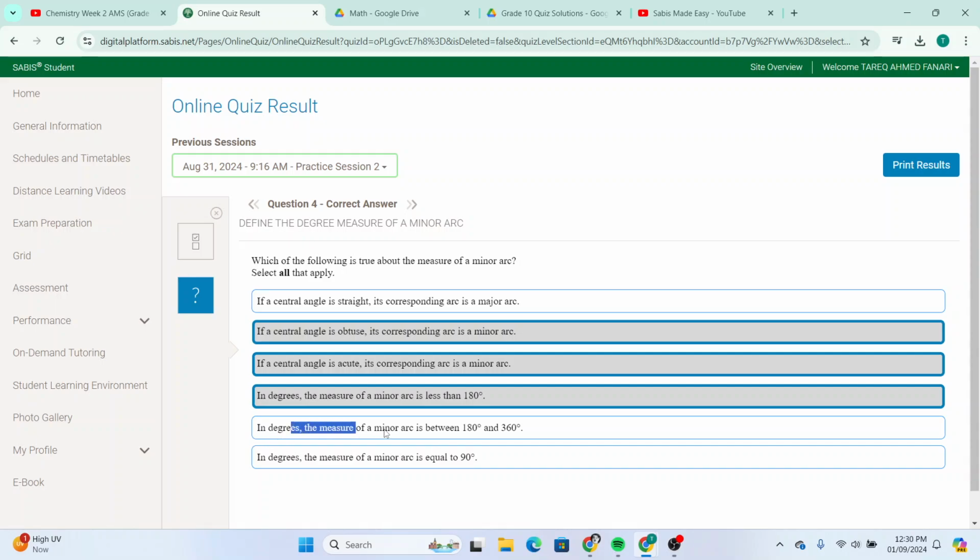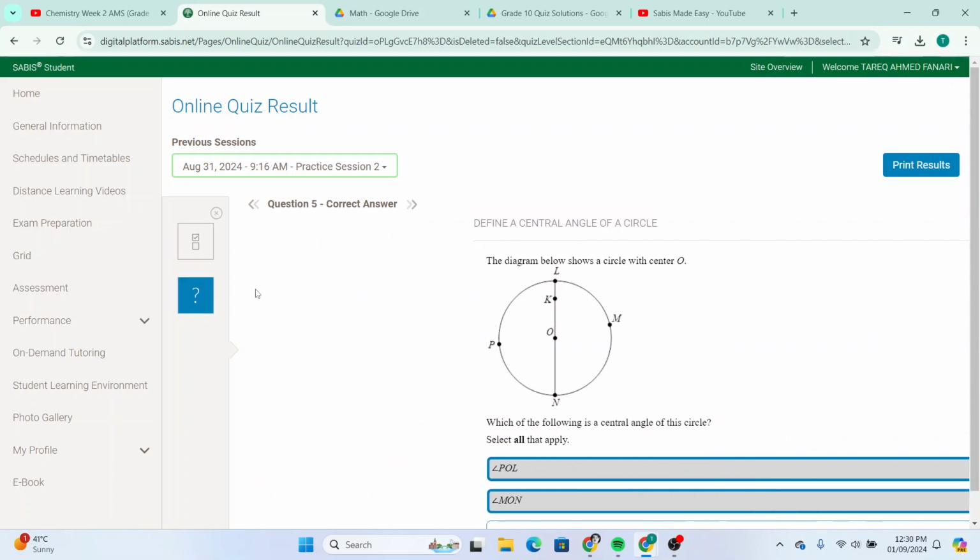Okay, in degrees, the measure of a minor arc is between 180 and 360. I just defined this as the major arc. This is wrong. This is the major arc. This is not the minor arc. In degrees, the measure of a minor arc is equal to 90. This is wrong. While 90 degrees, yes, it is a minor arc, it's not exclusively 90 degrees. It's between 1 degree and 180.